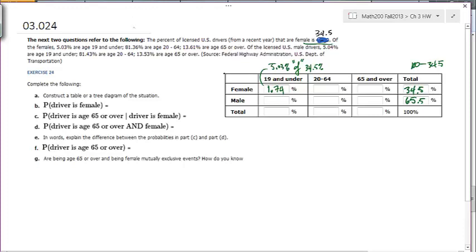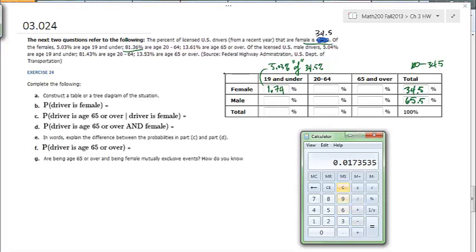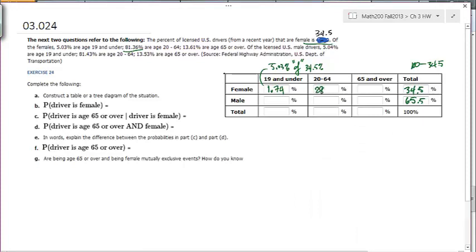Alright, so we're going to fill in the rest of this similarly. The next box is 81.36% of 34.5. Again, doing the same work. 0.8136 times 0.345, you get 28.06. Let's call that 28.07. So those are the females.